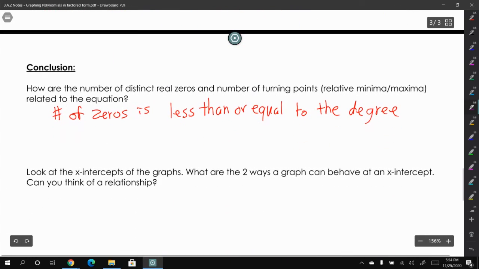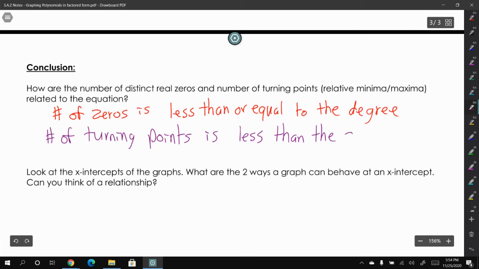So the number of turning points is less than the degree. So it can't be equal to, if I have a 5th degree function, there can't be 5 turning points. There could be 4 turning points, but there could also be 2 turning points, and there also could be 1 turning point, and so on.